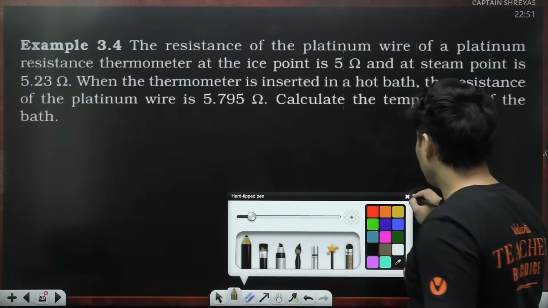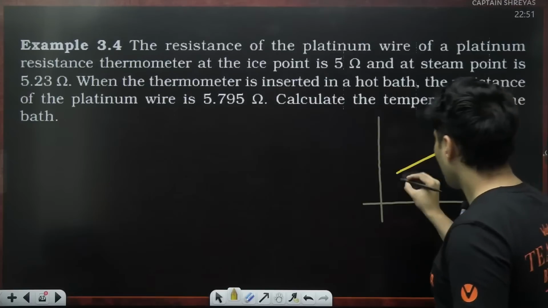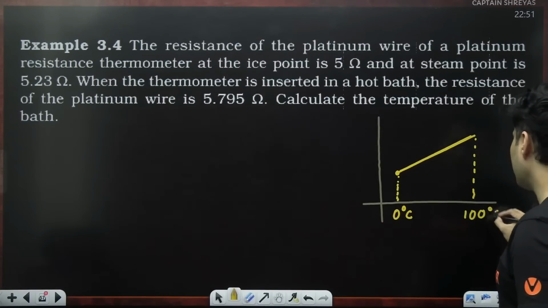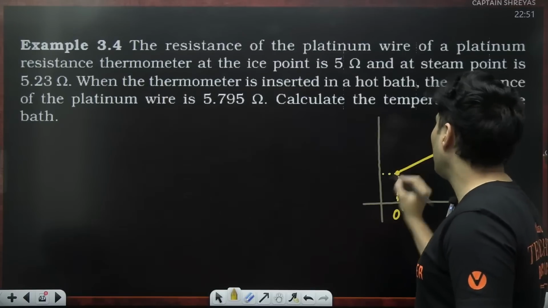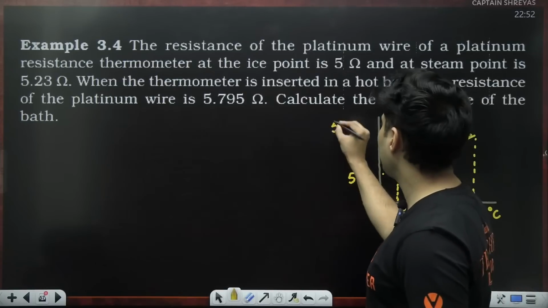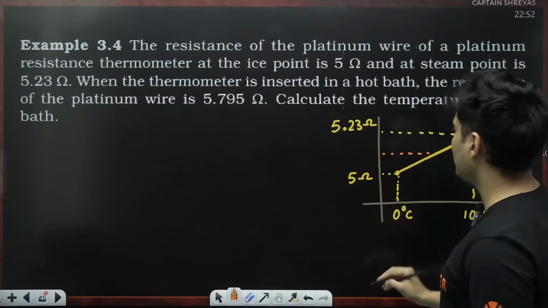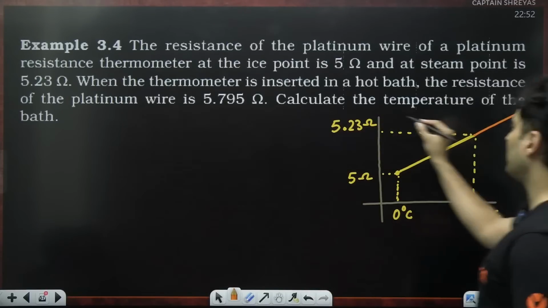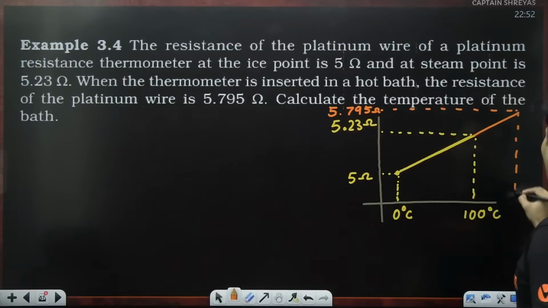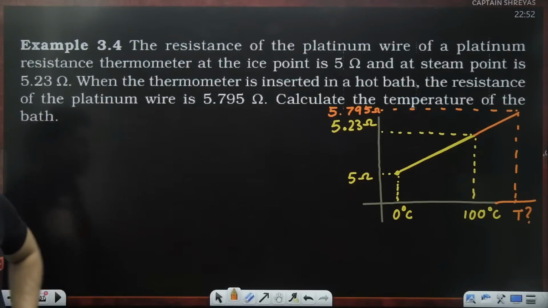See, one thing we know, resistance for a decent range is going to be like a straight line. Ice point means 0 degrees Celsius. Steam point means 100 degrees Celsius. At ice point, what is the resistance? 5 ohms. Steam point, what is the resistance? 5.23 ohms. They have asked you now if the resistance somewhere is 5.795, that means it is much beyond this, somewhere over here maybe. This is 5.795 ohms. Then what is the temperature? That is what they have asked. Is that absolutely clear? What the question is?